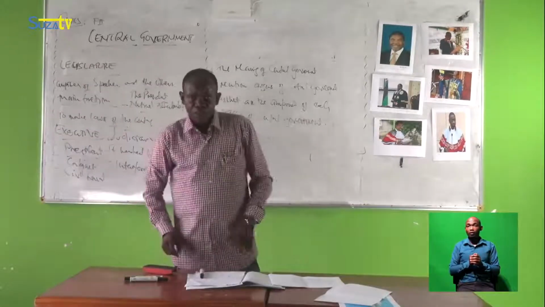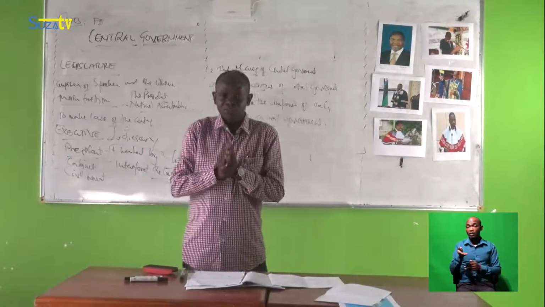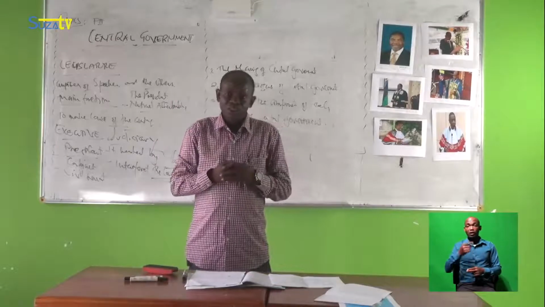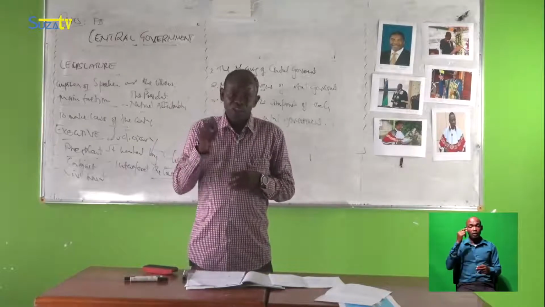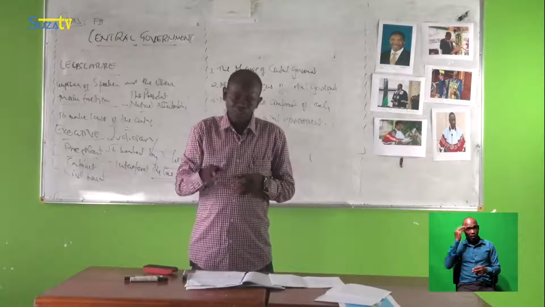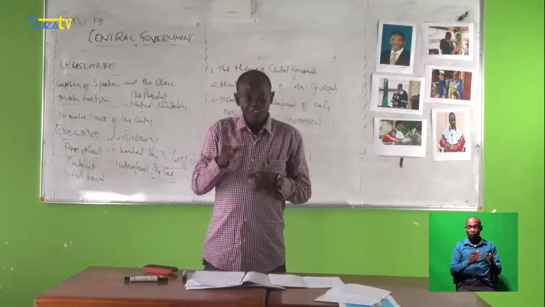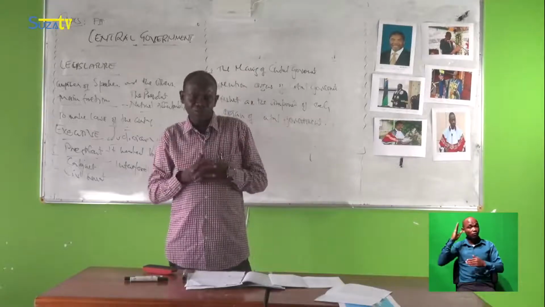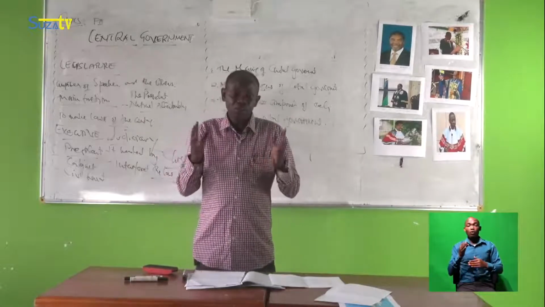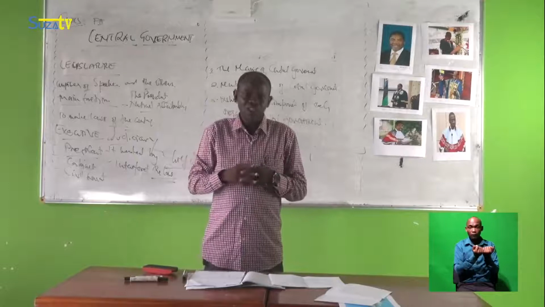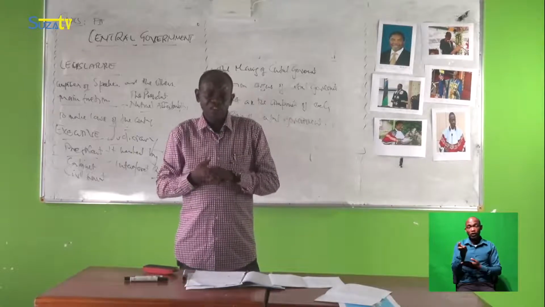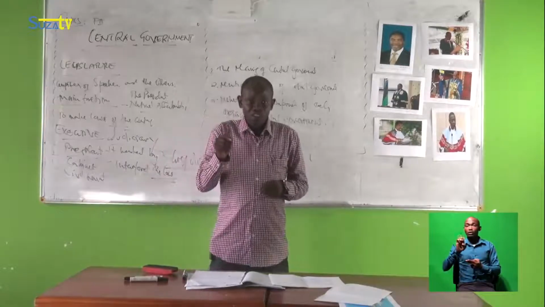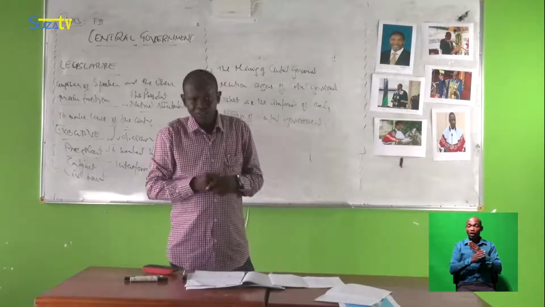At the end of this part, I want to tell you that today we are just looking at the idea or the concept of the central government. We are looking at the main organs of the government and how government is formulated. The main organs of government are three, as I've mentioned. We also looked at the components of each organ of government.